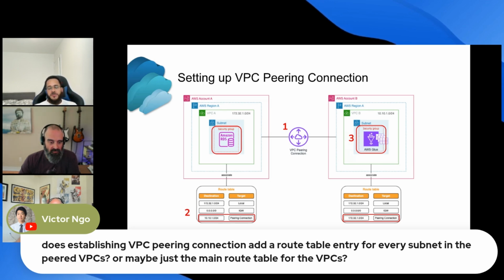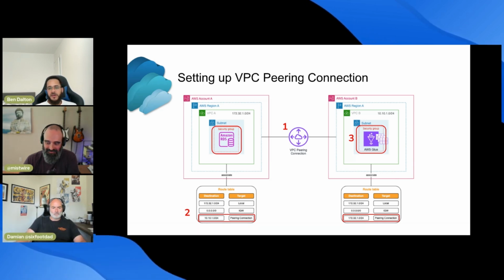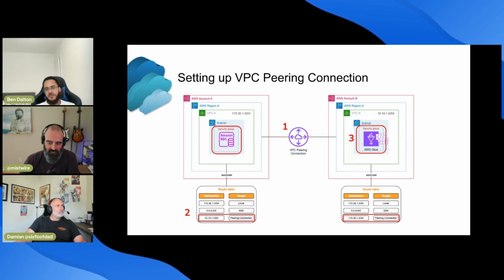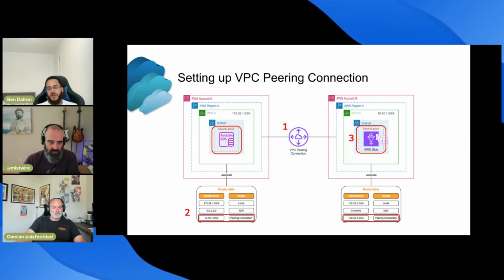So VPC peering connections don't actually do any of the route table work for you. You have to go in and do it yourself, so you have control over what subnet CIDRs you want to be available or accessible. In most cases, you would put the entire VPC. In other cases, you might want to restrict it to a subnet. I'll talk a little bit about that later, about some other more suitable solutions for these specific scenarios.